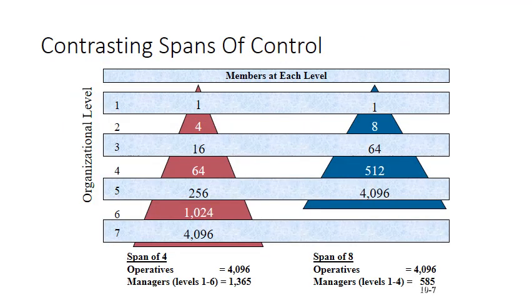Here is an illustration of the wider and narrower span of control. You can see that here the span is 4 and there are more than 4,000 operatives, while the levels are 1 to 6. But in the other diagram here, the span is 8. The level of operatives is the same as that of the first one, more than 4,000, but managerial levels are from 1 to 4.